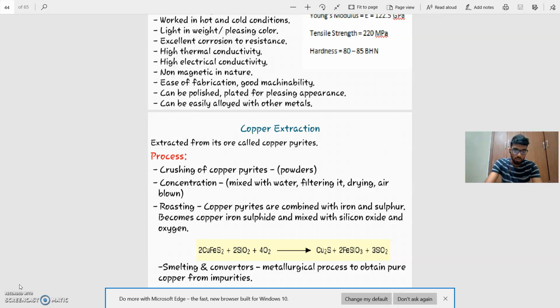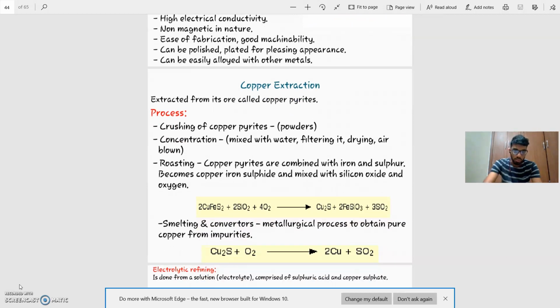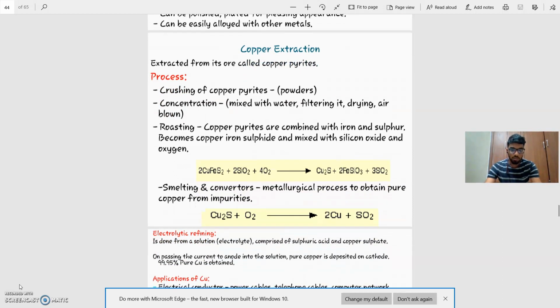The next one is concentration. In concentration, the powder is mixed with water, we filter it and dry it, and air is blown through it. Next, roasting. Copper pyrites are combined with iron and sulfur. It becomes copper iron sulfide and is mixed with silicon oxide and oxygen.